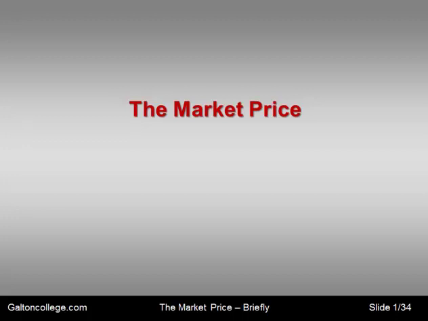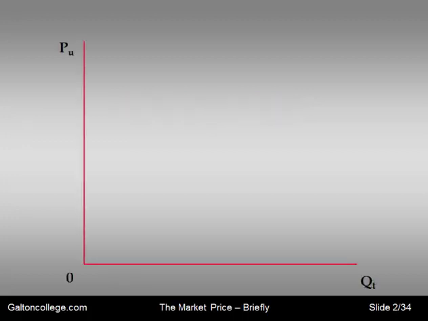So it fell to Alfred Marshall in 1890, in his book The Principles of Economics, to solve the problem of how the market works, and he did it through drawing up what we now term the supply and demand diagram. Let's see how it works.